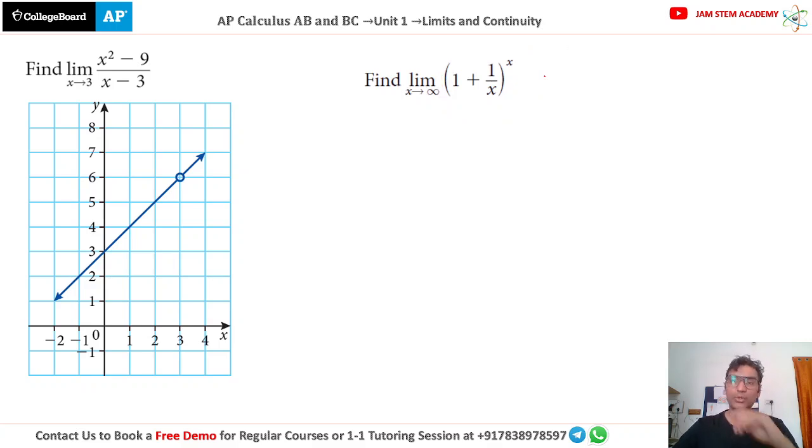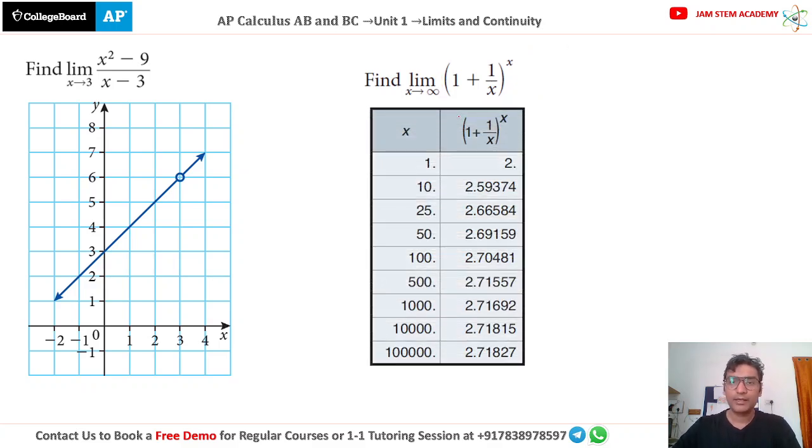Okay. So go to the spreadsheets, enter these following values of x starting with 1, 10, 25. I'm increasing the values here. As you can see, I'm taking a very large number over here. But if you see in this table, the answer is tending towards what?